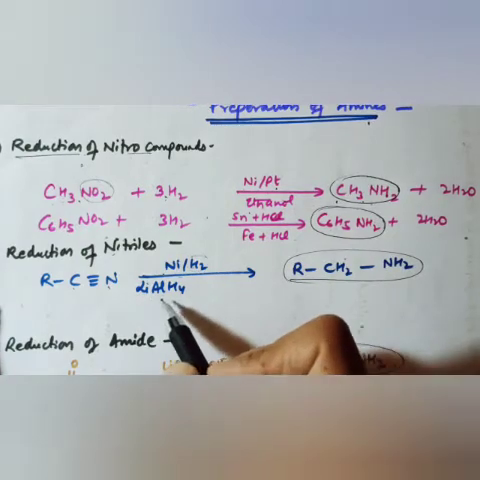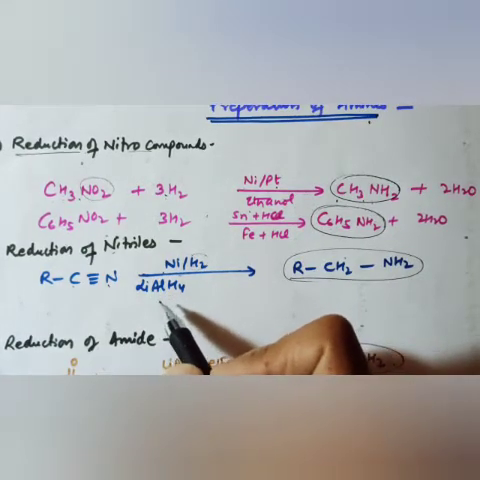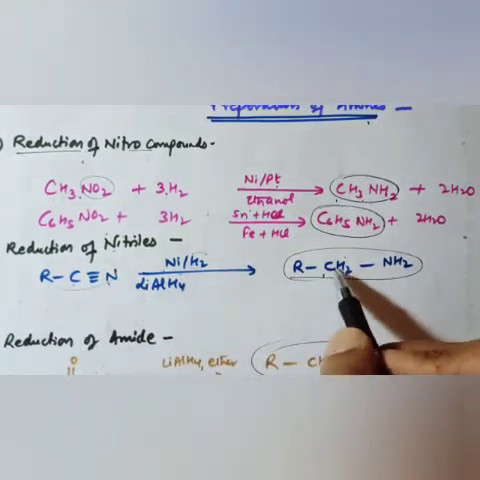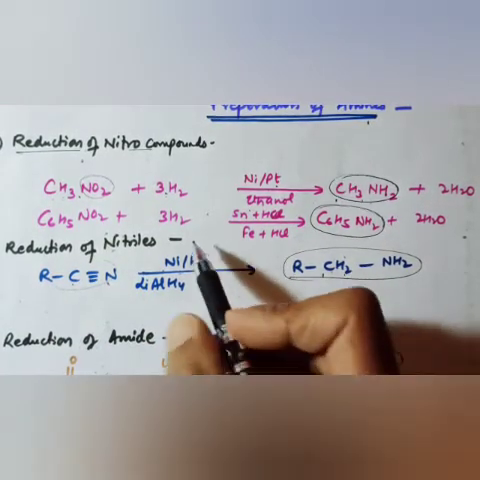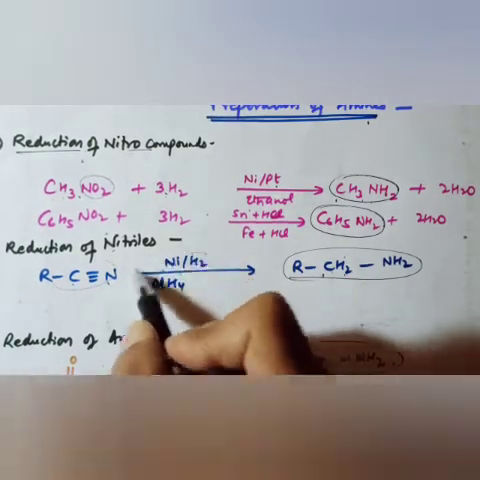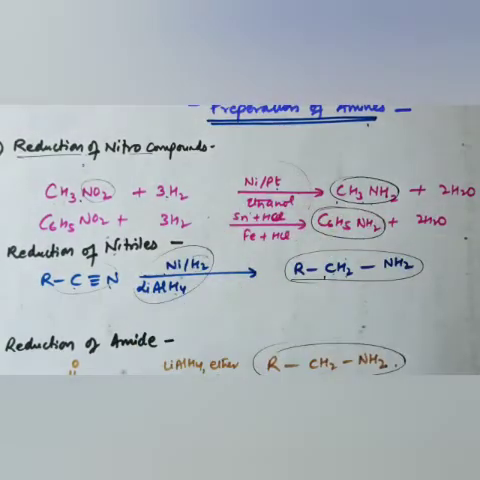This method is used to prepare an amine containing 1 carbon atom more than the starting compound. So simply, nitrile will convert into amine by using nickel or lithium aluminum hydride. These are the most important catalysts, dear students, that you need to keep in your mind.